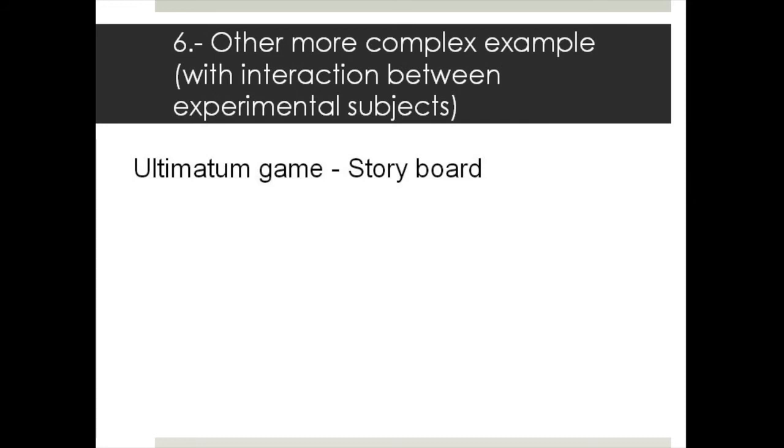In the ultimatum game, there are two groups of experimental subjects. One group, which we call Grupo Uno, sorry because this sample is in Spanish and not in Portuguese, is the one that decides how much to distribute with another person in Grupo Dos.